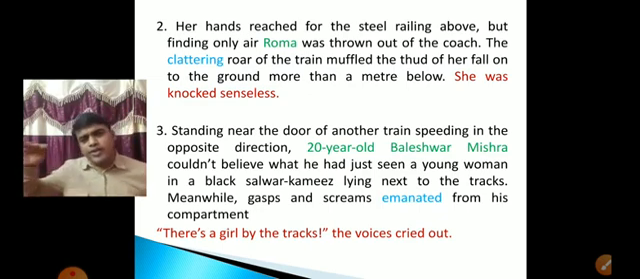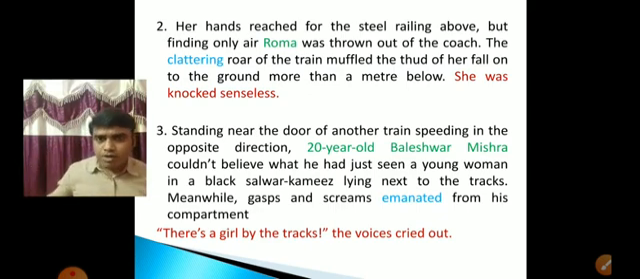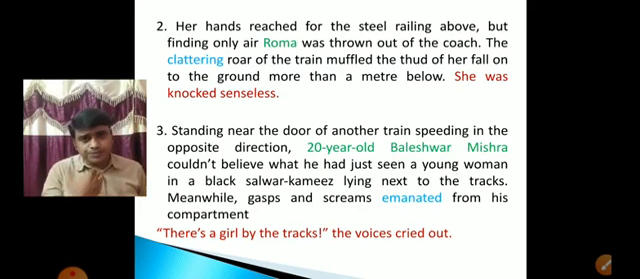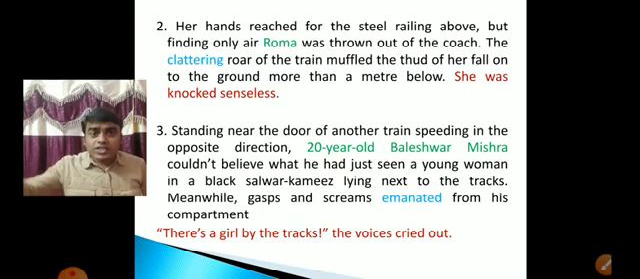The people who were sitting in his compartment, most of them looked at that girl, and all of a sudden they let out a gasp and screams, and they shouted like this. They cried, "There's a girl by the tracks!" See, there's a girl by the tracks. Everyone all together shouted, cried out like this.